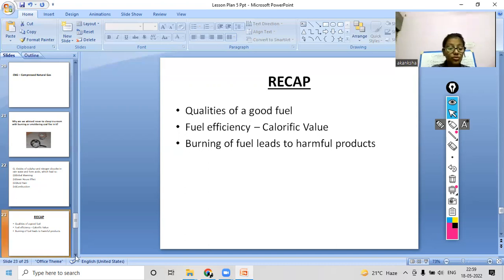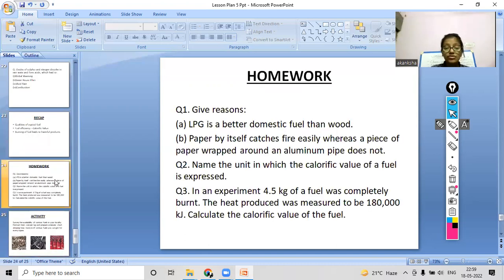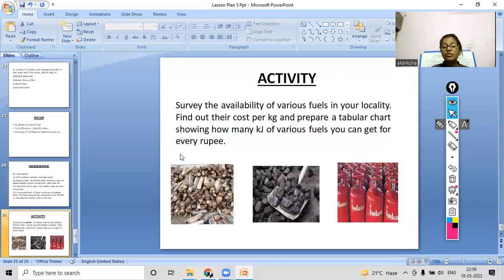Now coming to your homework part, you have to solve these questions. You have to give reasons. And the last question is a numerical one. You have to calculate the calorific value. And coming to the activity, you have to survey the availability of various fuels in your locality and find out their cost per kg and prepare a tabular chart showing how many kilojoules of various fuels you can get for every rupee, right? It might be interesting for you because this must be the first time that you will visit such places for such information, right?